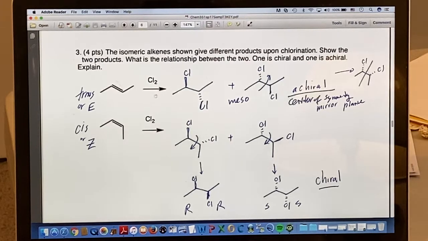And we show you the chlorine, the reagent. We're nice there. Show the 2 products. What is the relationship between the 2? One is chiral, one is achiral. So what are the 2 products that come about here? Well, it's the same reagent, and it's just a 2-alkene. So at first you're thinking, what do they mean, different products? Well, what's the relationship? It has to do with the stereochemistry, right?